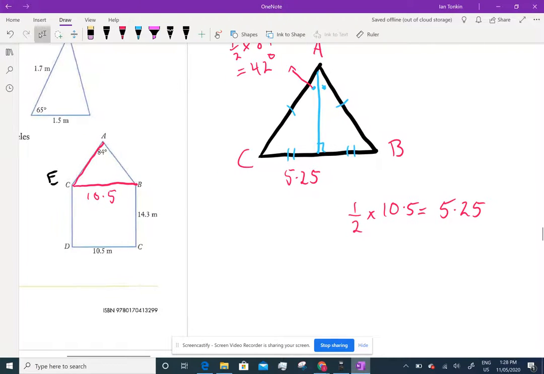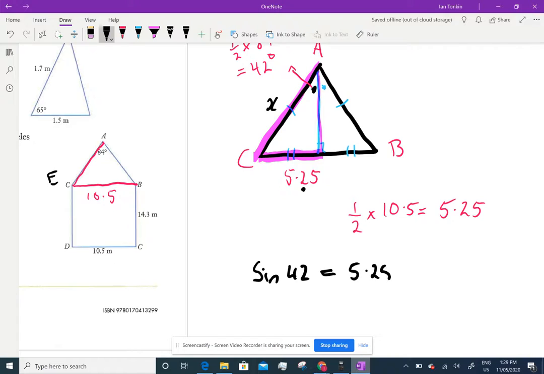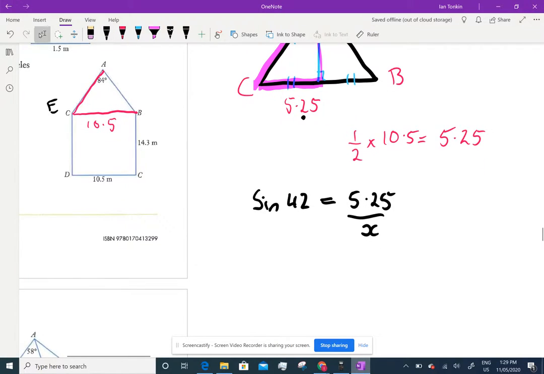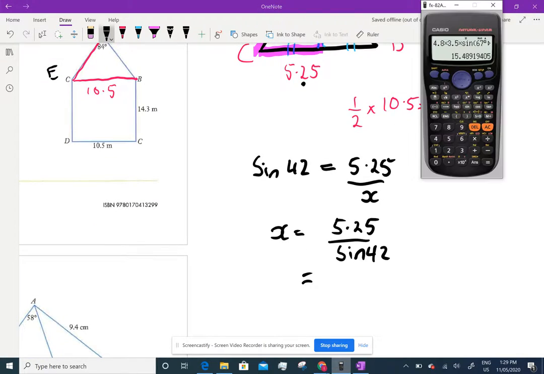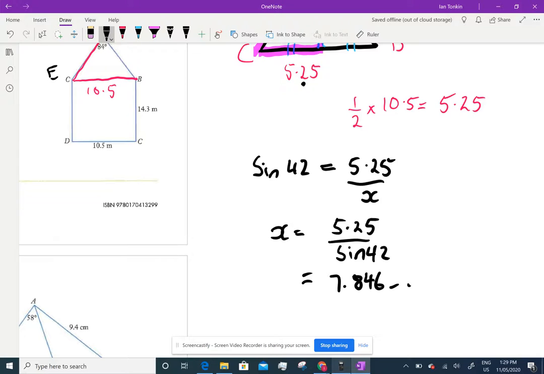So, using this triangle, which is a right angle triangle, I have this angle, that side, and I want to find this side, so I'll call it x. So sine 42 equals 5.25 over x. So x equals 5.25 over sine 42, which equals 5.25 divided by sine 42. 7.846.